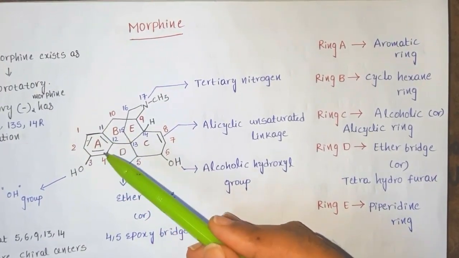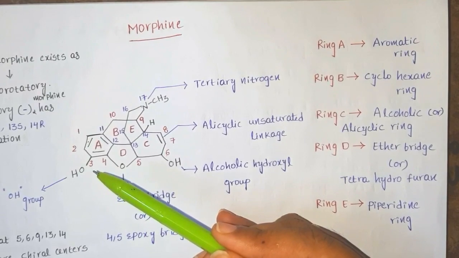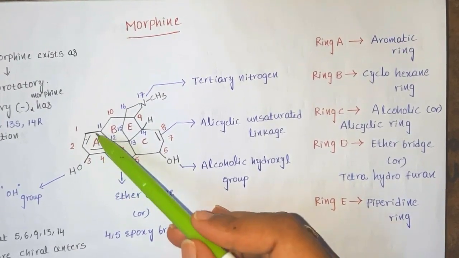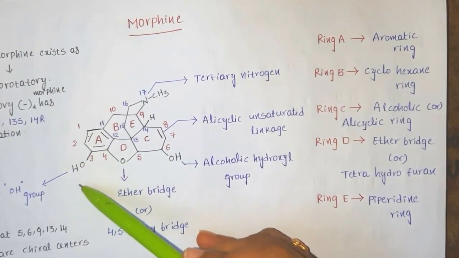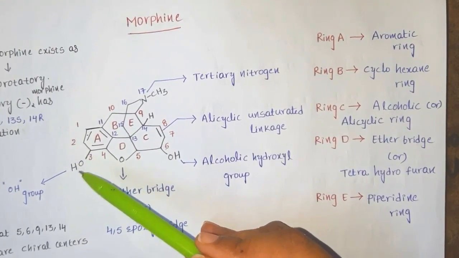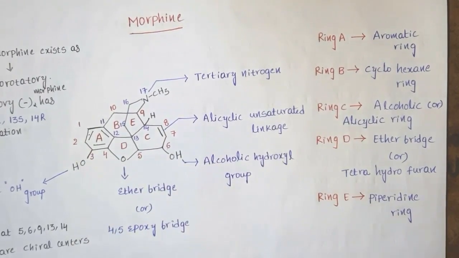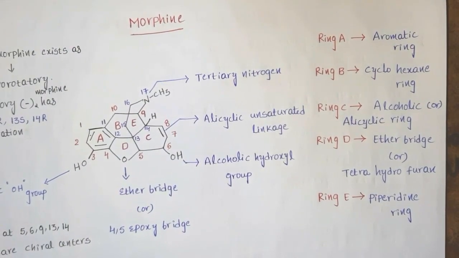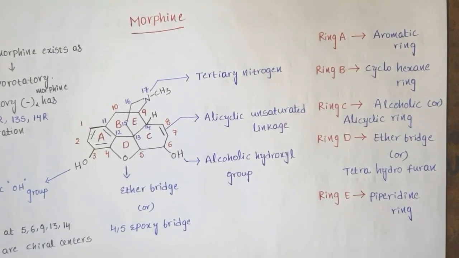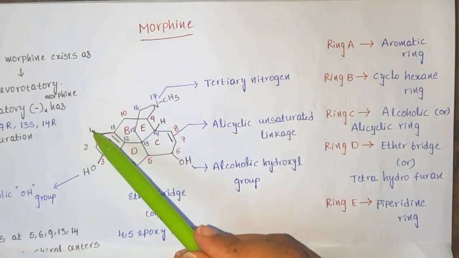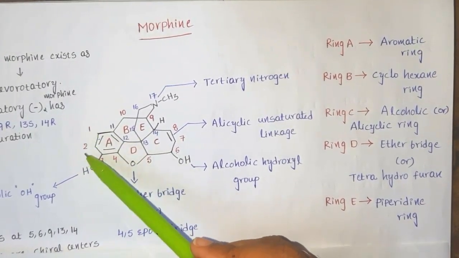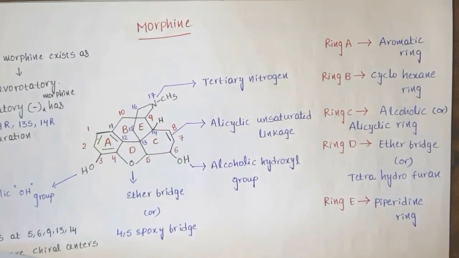An aromatic phenyl ring is essential for the activity. Modification of the C3 phenolic hydroxy group decreases analgesic activity. Any substitutions on the phenyl ring diminish the activity. Any group substituted at the 1st or 2nd position diminishes the activity.